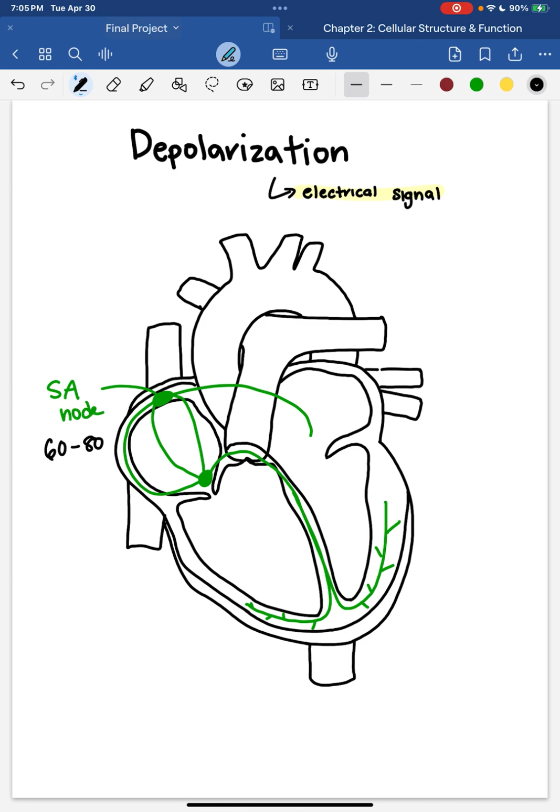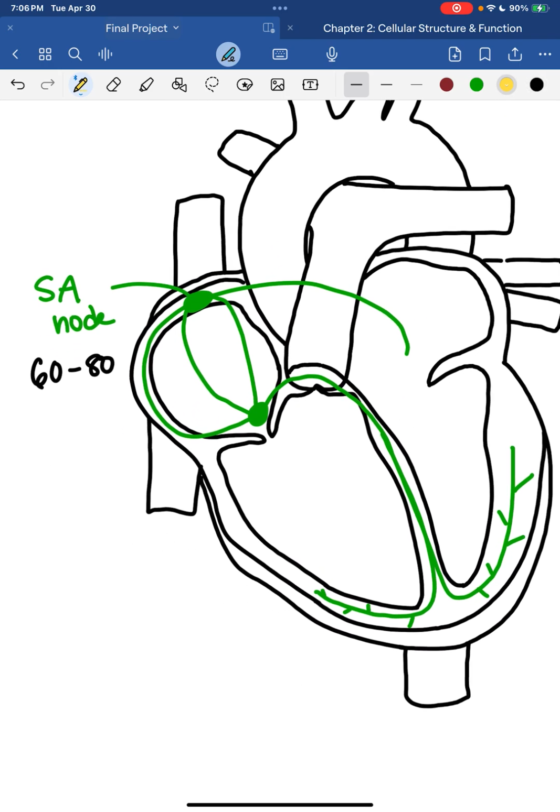And it has something called inherent automaticity, or spontaneous depolarization, which means that it needs no electrical signal to depolarize itself. So an action potential is going to start, and it's going to work its way down through the SA node because of its inherent automaticity, which will spread through the atrium. It's going to spread all the way out through here.